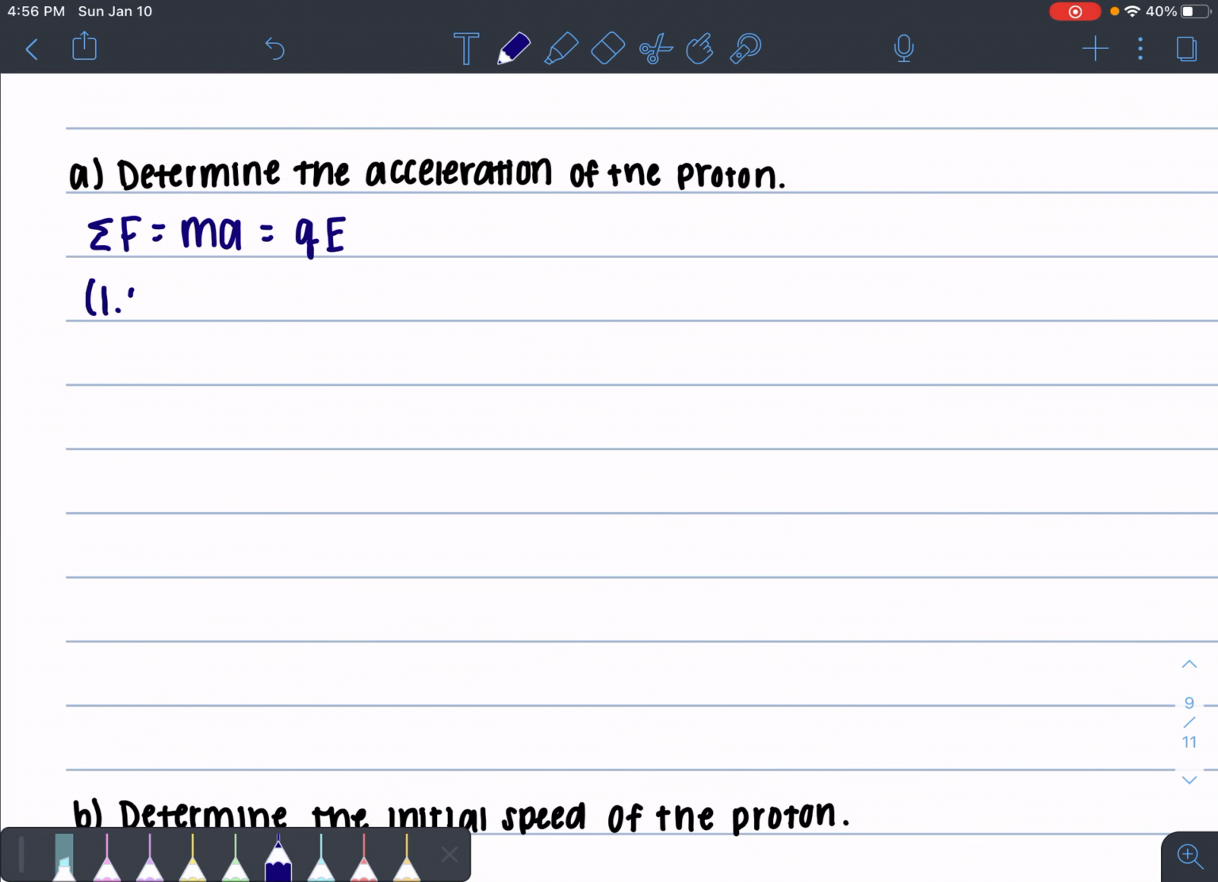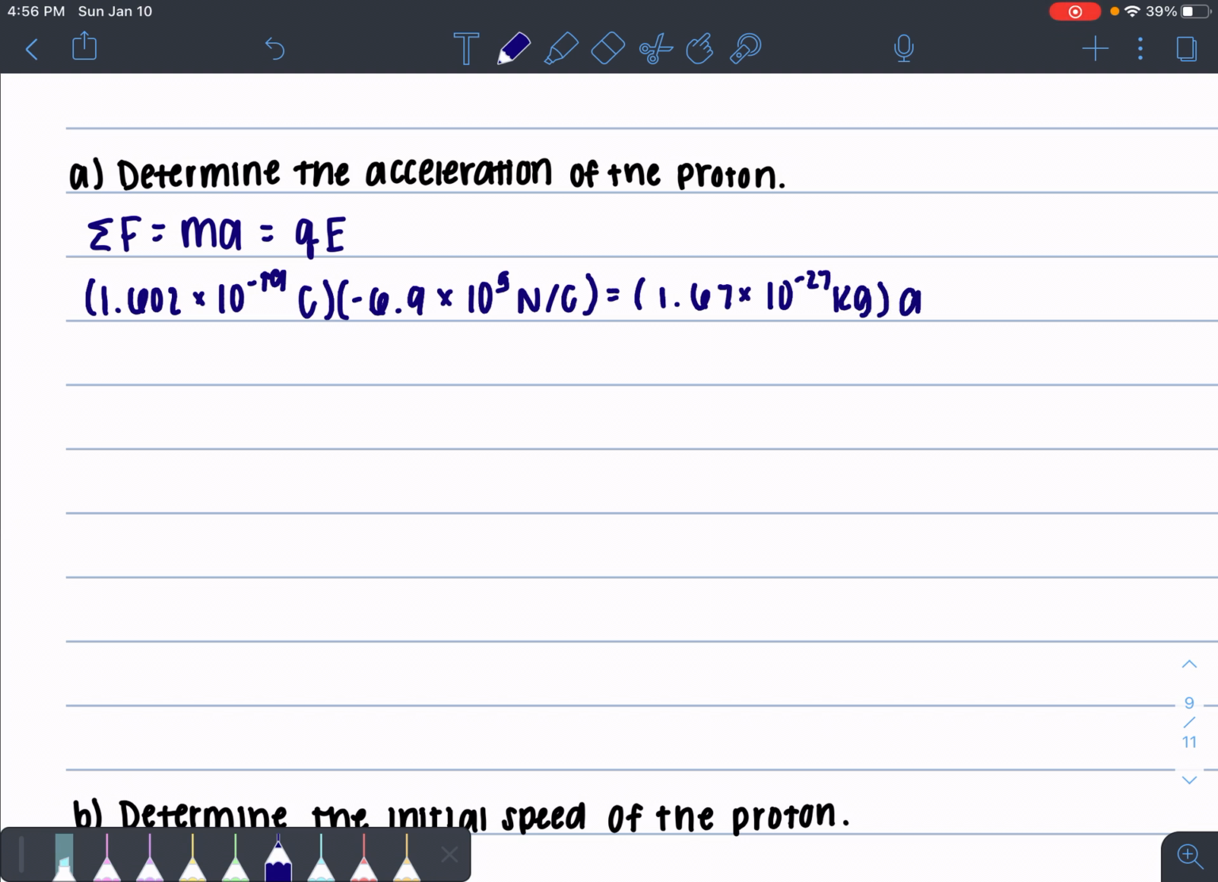So it's 1.602 times 10 to the negative 19th coulombs times negative 6.9 times 10 to the fifth newtons per coulomb equals 1.67 times 10 to the negative 27th kilograms times A.